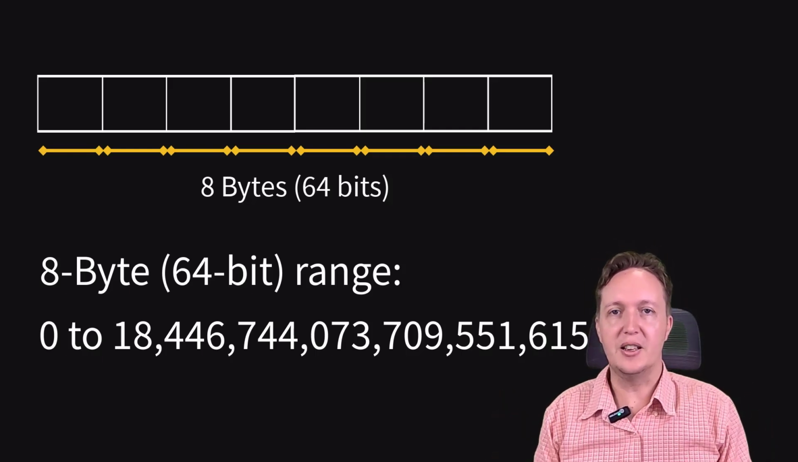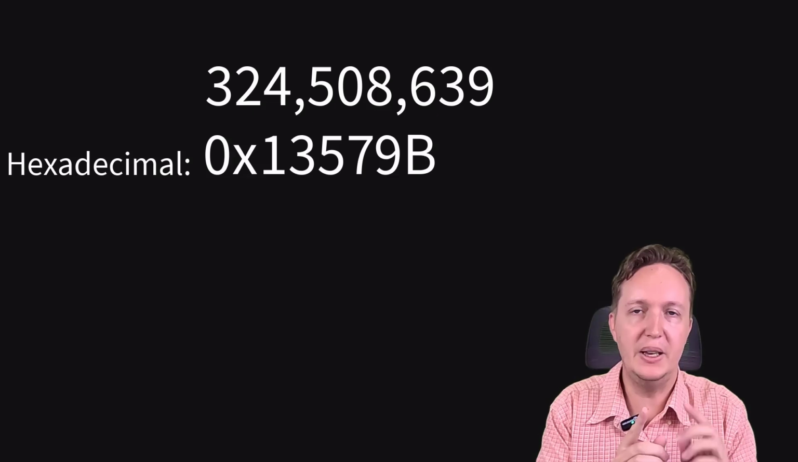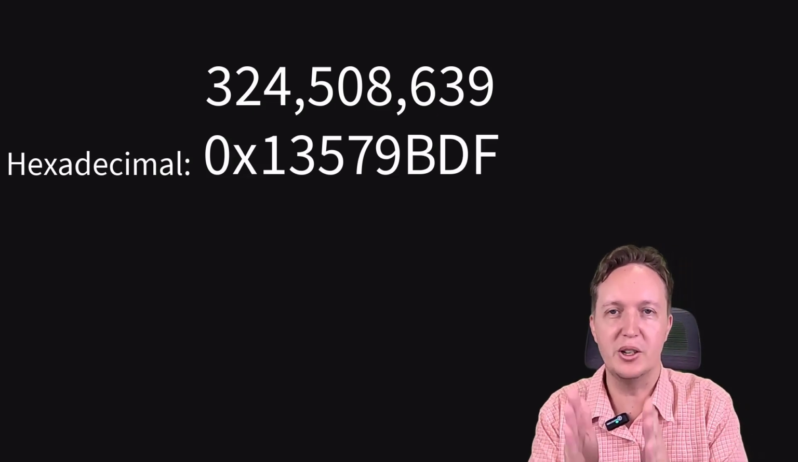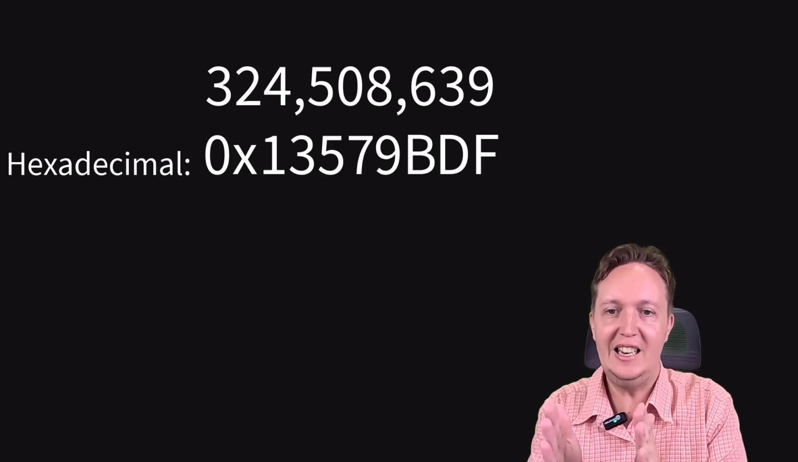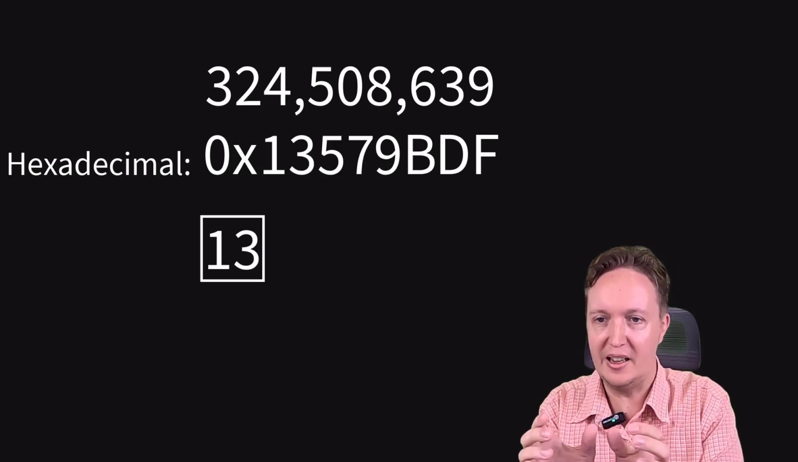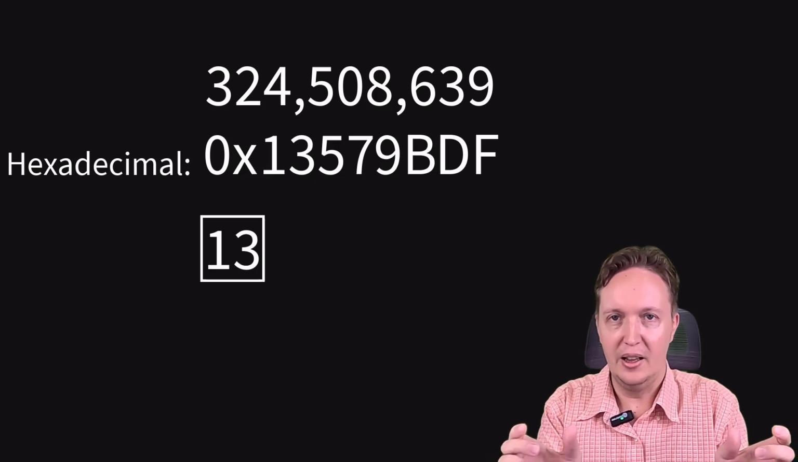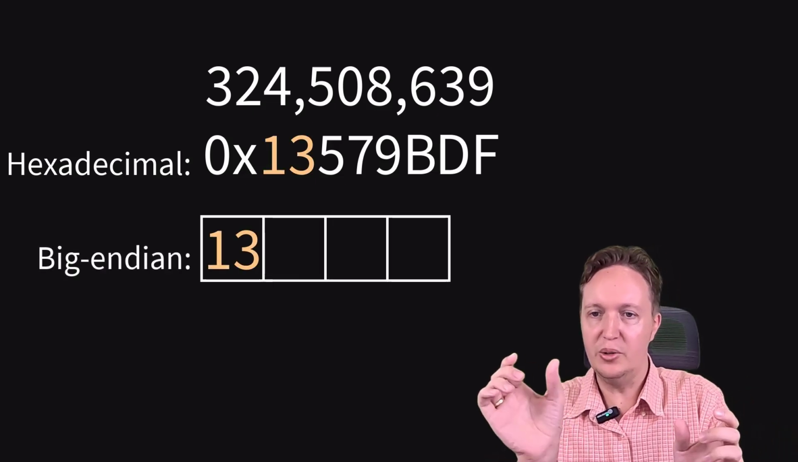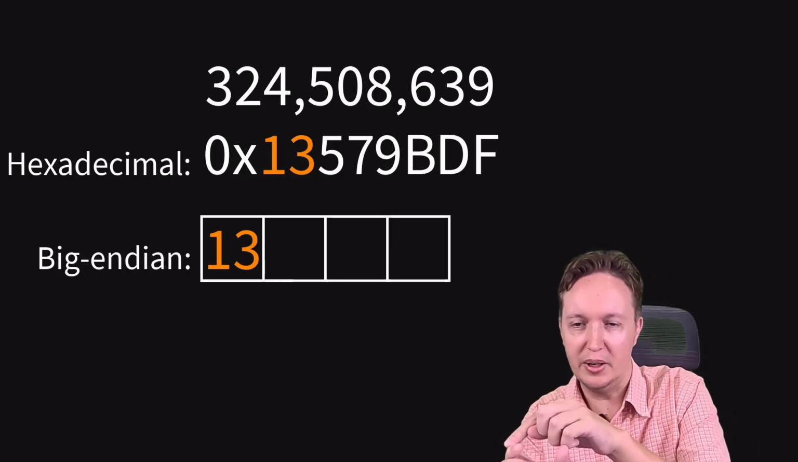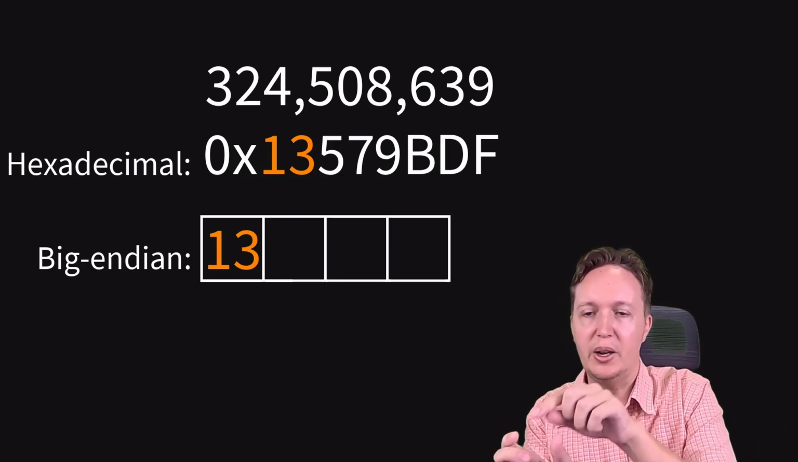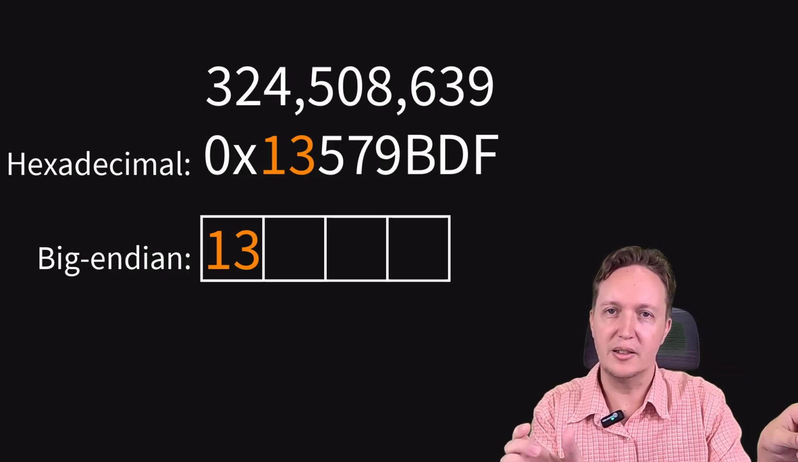And here's where endianness comes into play. In what order do we store those bytes in memory? Let's take the number 324,508,639. In hexadecimal format, this is 13579BDF. We're using hexadecimal because 2 hexadecimal digits fit cleanly into a byte, so we can already separate this out into 4 bytes. In the big-endian system, we start with the most significant byte, the large end of the number, and we store that first in memory, and then next come the less significant bytes.